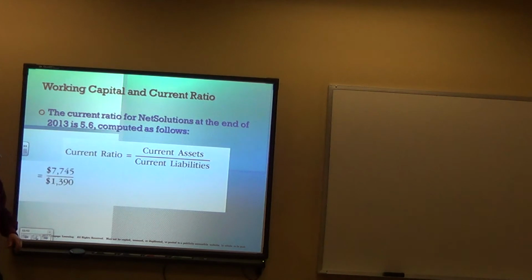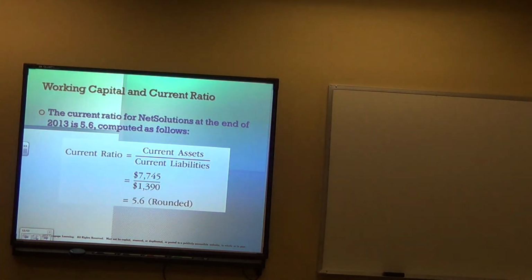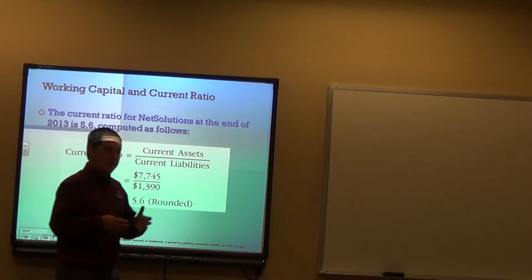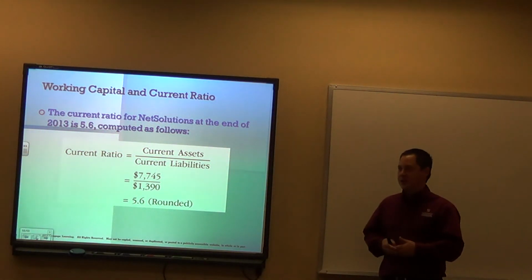And if we do that, taking this divided by that, it gives me a 5.6, which is rounded there. And that's it, so we can compare. We may compare businesses. What we want to do, though, is compare businesses that are in the same industry and maybe around the same size, because different industries may be different.